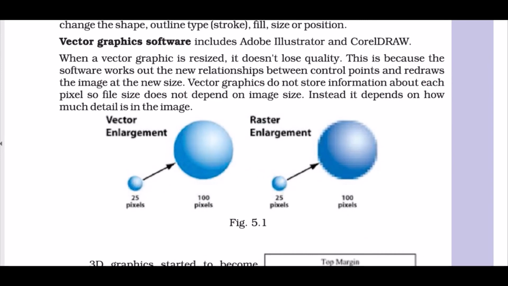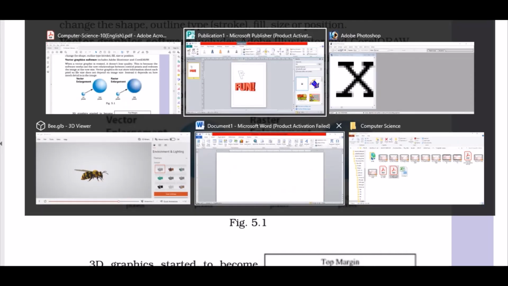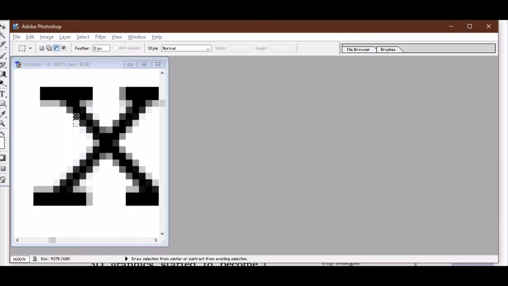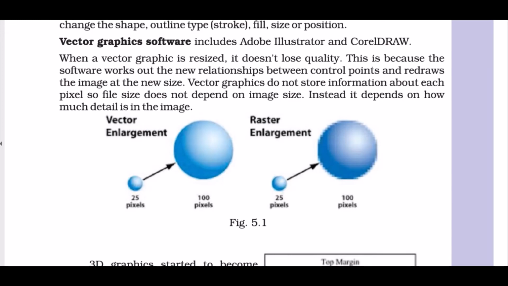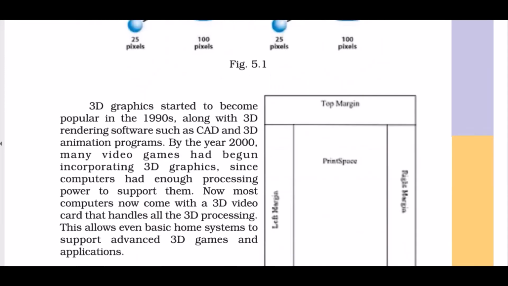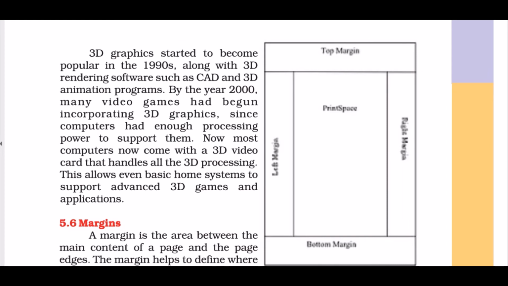When you use vector enlargement, when we zoom on a vector scale, the pixels won't fade away or blur. But in a raster enlargement, the pixels were blurred, right? Let's look at this. The pixels are blurred. Vector graphics do not store information about each pixel, so the file size does not depend on the image. Always remember.